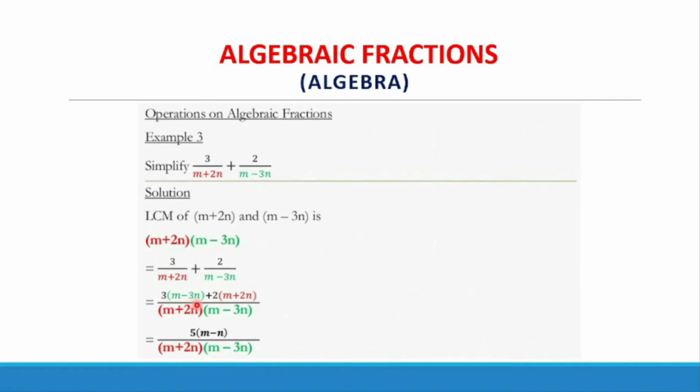so 3 times m minus 3n, plus the second numerator, which is 2, and the LCM divided by m minus 3n, the second denominator, leaves m plus 2n. Simplify: 3 times m minus 3 times negative 3n, plus 2m plus 2 times 2n, or 4n. In simplified form the value is 5 times m minus n all over m plus 2n times m minus 3n, which is the LCM, and this is the answer.